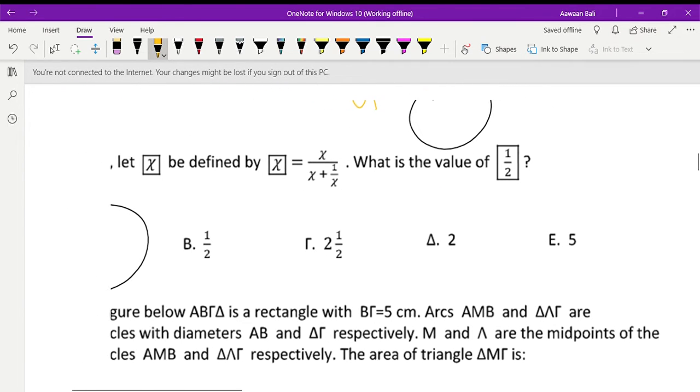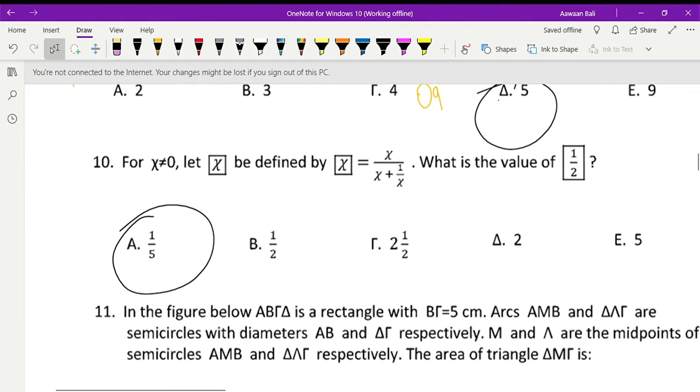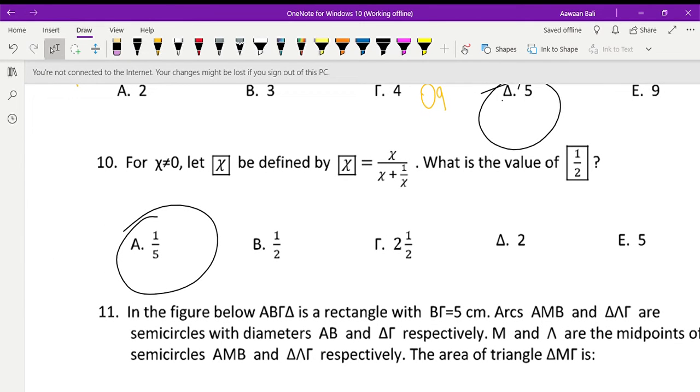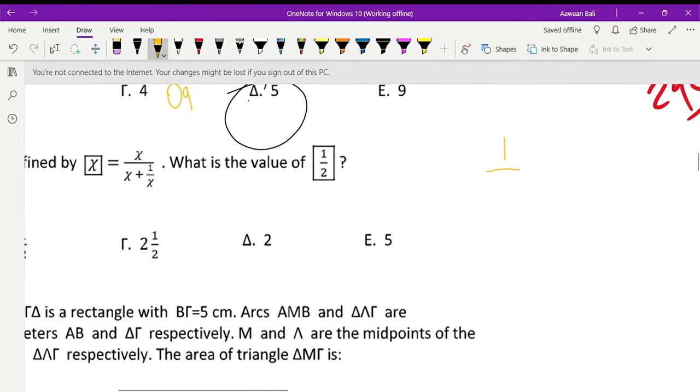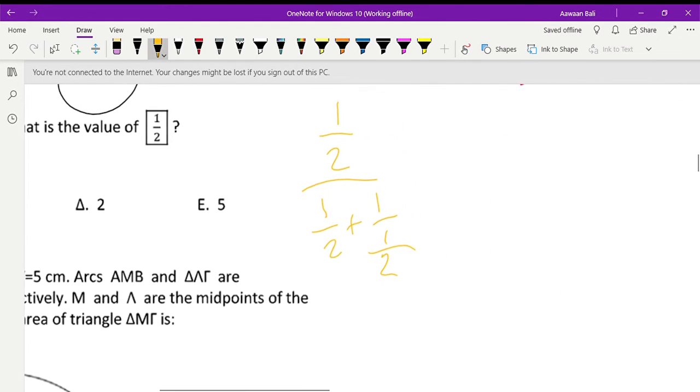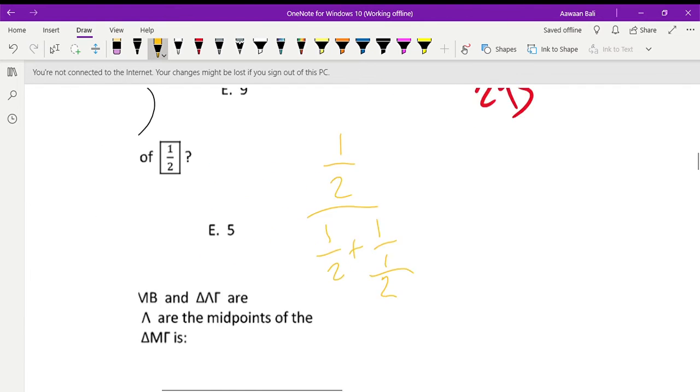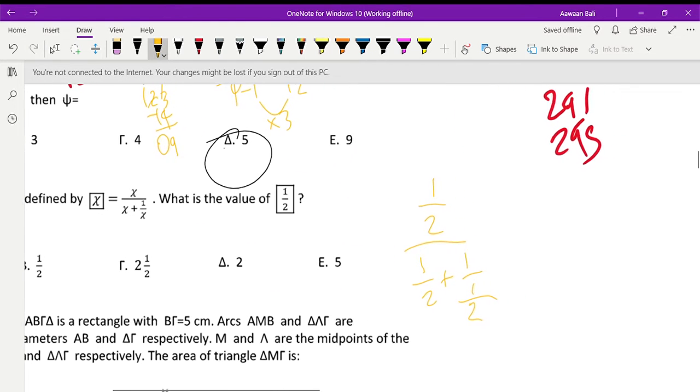Now, question number 10. For x is unequal to 0, let rectangle x be defined by x is equal to x divided by x plus 1 upon x. What is the value of the half? Okay, so basically, to find this, it would be a half divided by a half plus 1 upon a half. It may look a bit hard at first, but it's actually not hard at all. Definitely not hard at all.